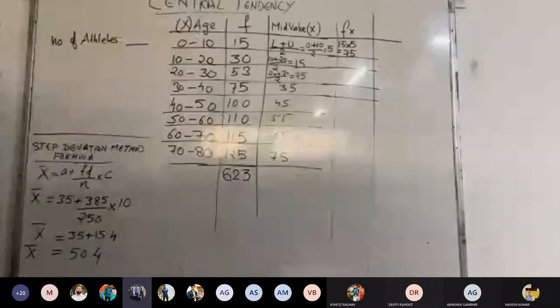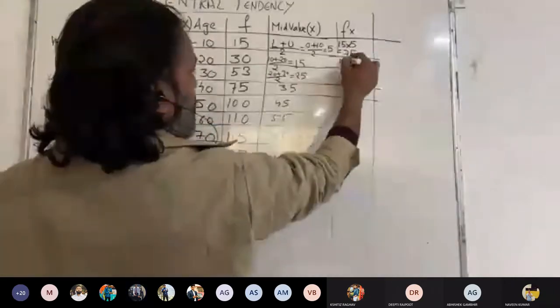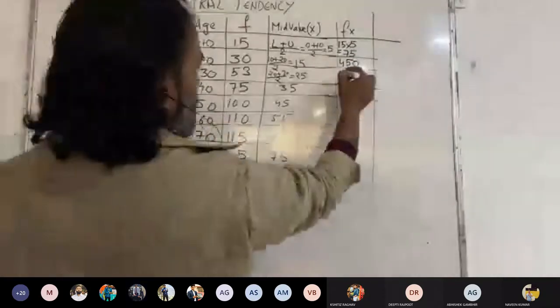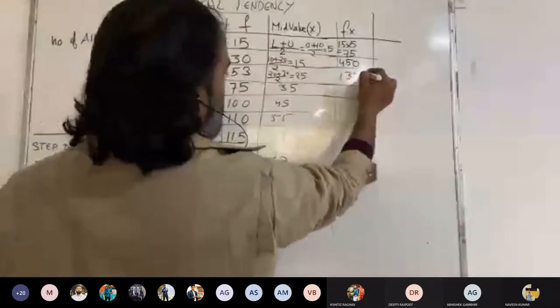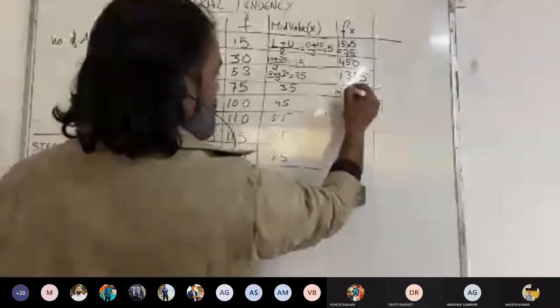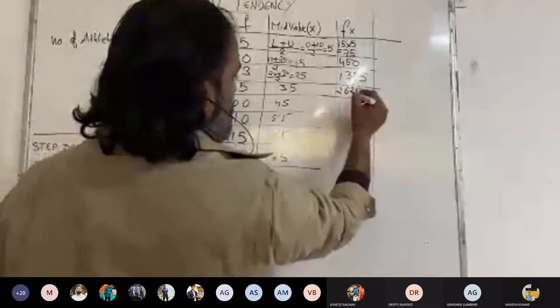Next? Then 450. Yes. 1325. Then 1325. I'm getting a response from only two people. 2625. 2625. I want others to verify.